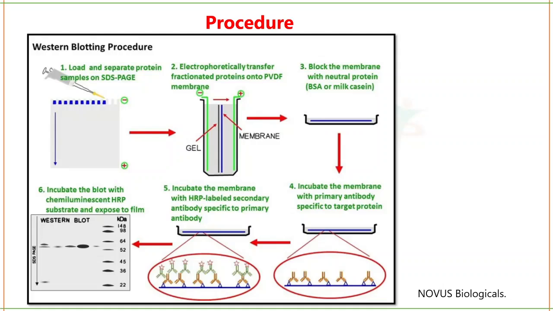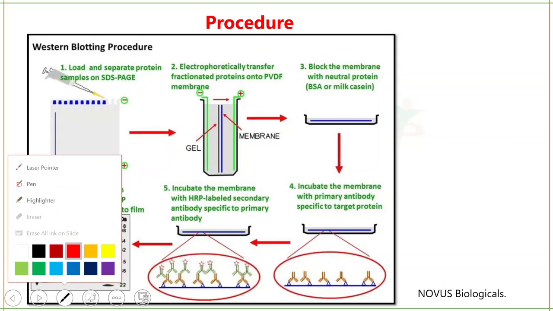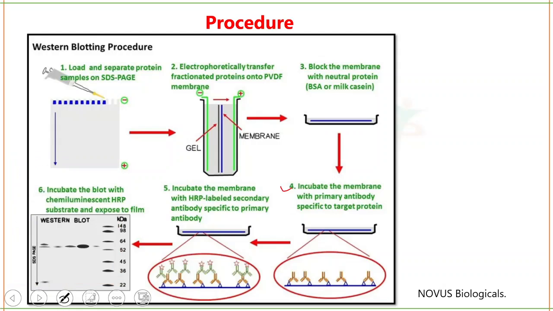Next, you are going to incubate the membrane with the primary antibody. That is the fourth step. You're going to incubate the membrane with primary antibody specific to the target antigen. So you know what particular protein of interest is present and you just want to detect it. The target protein, you will definitely know what it is, but you do not know where it is. You have to detect that using the primary antibody, and for that you're going to incubate the primary antibody on the membrane.